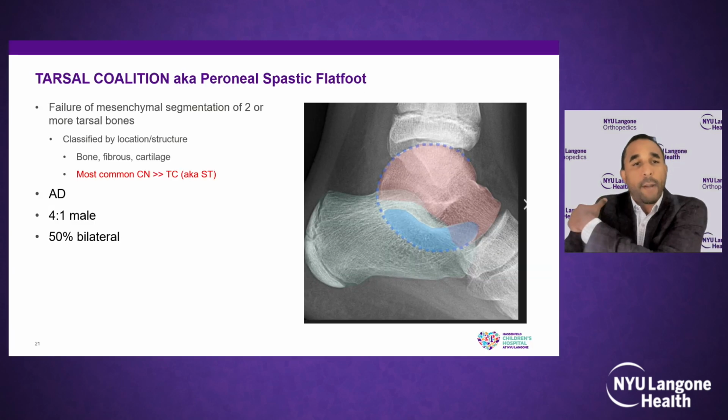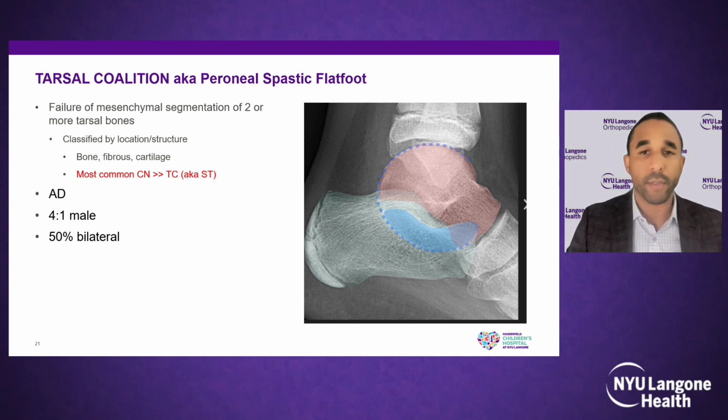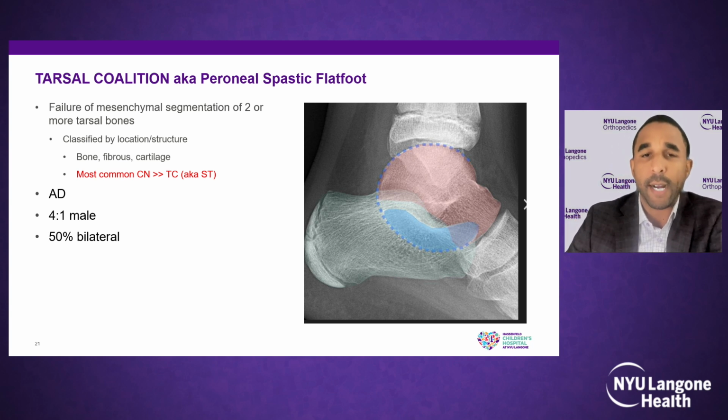Flat foot plus. These are the ones that I really want to make sure people look out for. These are the ones that usually are going to cause problems and actually cause pain.